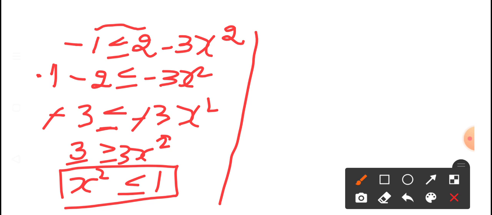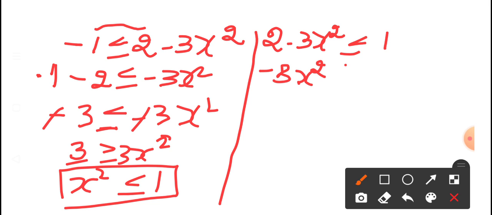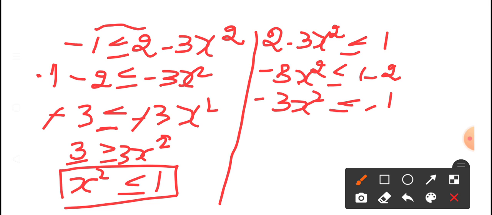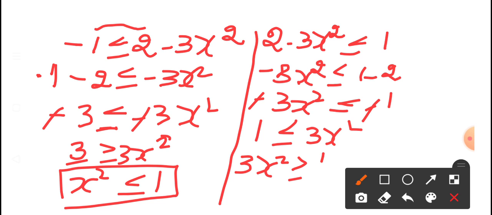And the second case, what is our second case? 2 minus 3x square less than or equal to plus 1. Now 2 goes to the right hand side as minus 2. So the answer is minus 3x square less than or equal to 1 minus 2. So minus 3x square less than or equal to minus 1. We cancel the minus on both sides, so the inequality should be changed. So what is the answer? 1 is less than or equal to 3x square. Okay, now we can write 3x square greater than or equal to 1.